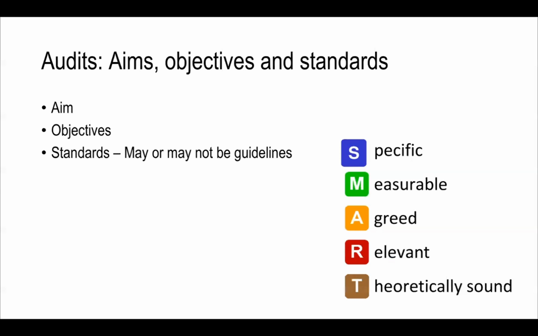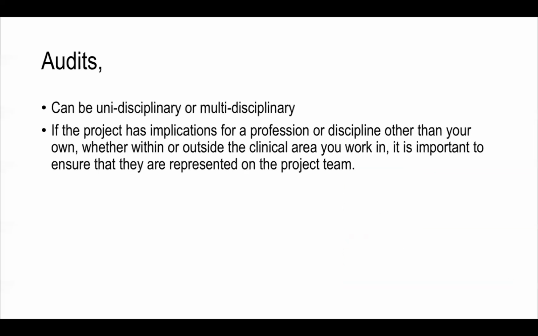In audit proposals, how you define aims, objectives and standards is really important. For standards, there's a thing called SMART. Standards should be specific, measurable, agreed upon by everyone involved, relevant to the condition that you are talking about, and theoretically sound, in the sense that scientifically up-to-date knowledge matches with your standards, right?